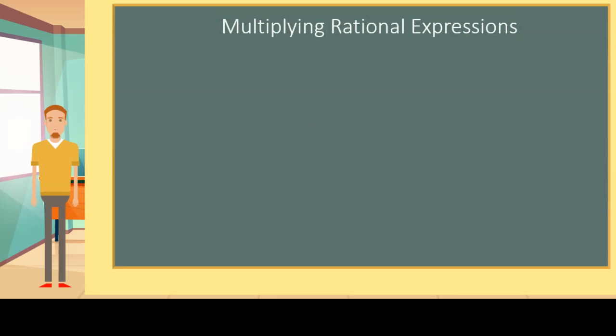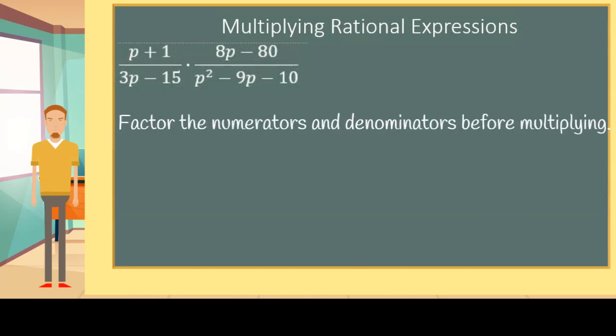For our last example. Find the product of p plus 1, over 3p minus 15, and 8p minus 80, over p squared minus 9p minus 10. Again, following the steps, we factor the terms in the numerator and denominators before multiplying.